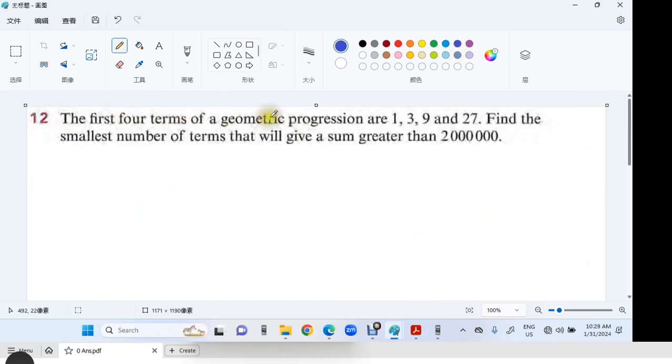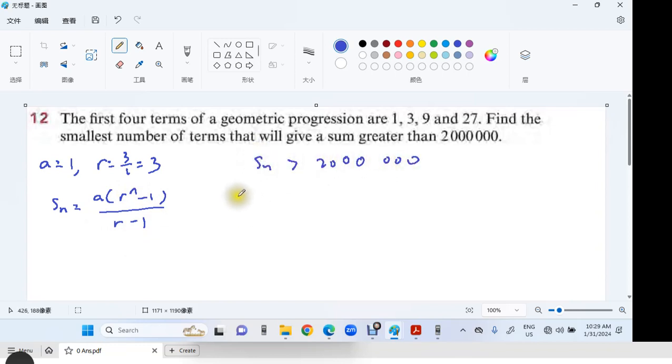The first four terms of a GP are these. Find the smallest number of terms that will give a sum greater than 2 million. So the A is 1, the R is 3 over 1, 3. So Sn is A, r power n minus 1 over r minus 1. So the Sn greater than 2 million. Then we have 1, 3 power n minus 1 over 3 minus 1 greater than 2 million.